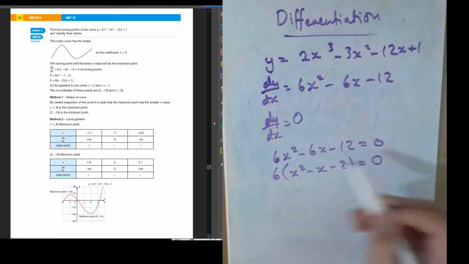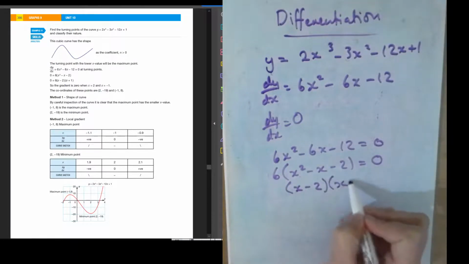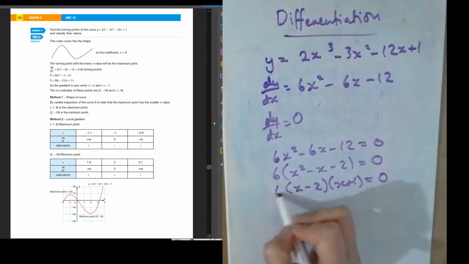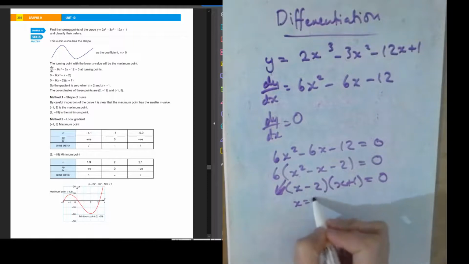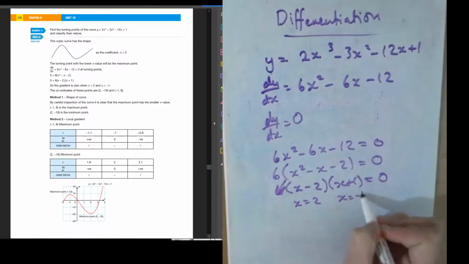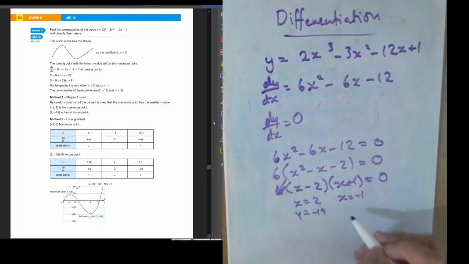Okay, and then it's quite easy to factorize this. So I've got (x − 2)(x + 1) = 0. Don't really care about the 6 right now, so I just need to find this. It's when x equals 2 and when x equals negative 1. So when x equals 2, y equals negative 19. When x equals negative 1, y equals 8.